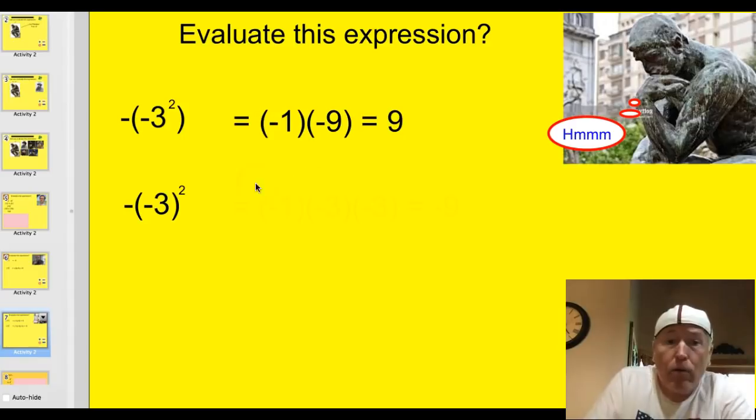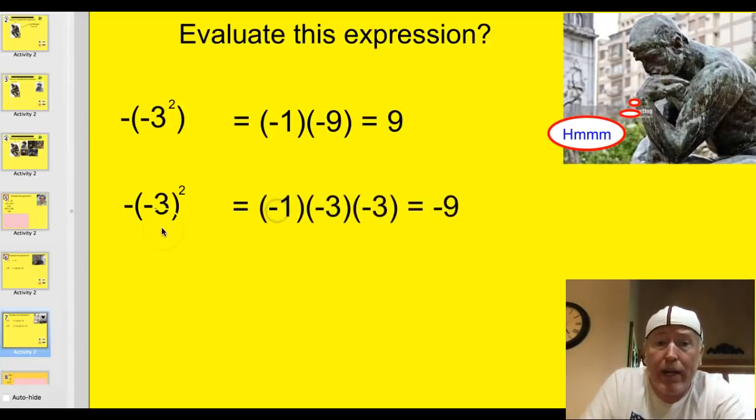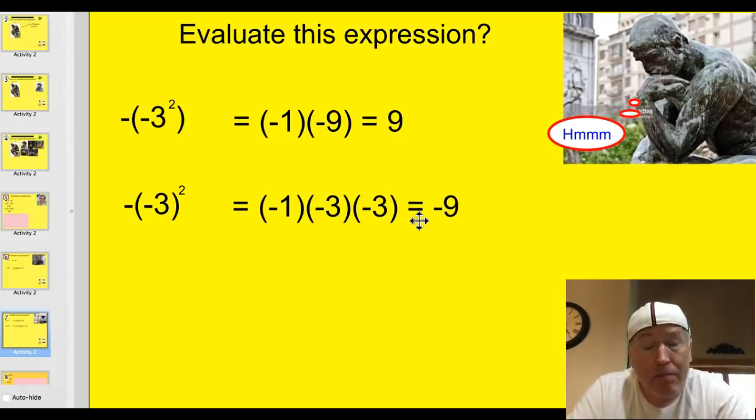Let's take a look at this one the same way. Let's just write it out. This is what I do. Here's the negative 1, and then we've got this whole thing inside the brackets times itself. So it's a negative 3 times a negative 3. It's a negative 9 because I've got 3 negative signs. Now you're starting to catch on. If you write out what it means and take the time to do that, you're going to get this right. If you just blindly guess, you've got a 50-50 chance. But why not get it right?